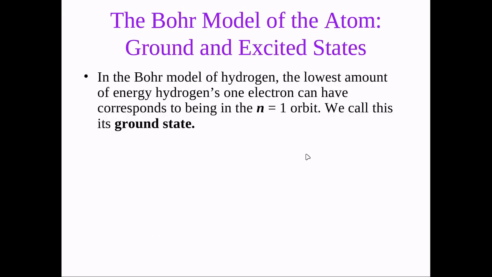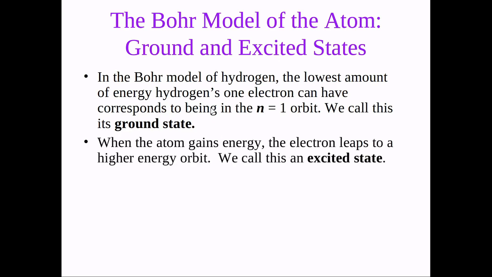In the Bohr model of hydrogen, the lowest amount of energy hydrogen's one electron can have corresponds to n being 1, in the n equals 1 orbit. This is called its ground state. When the atom gains energy, the electron leaps to a higher energy orbit, and this is called its excited state.